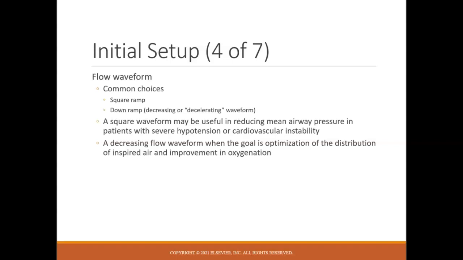Talking about flow waveforms again, common choices are either your square or your down ramp, which is your decelerating ramp. The big takeaway, again, is that the square waveform may be more useful in reducing mean airway pressures in patients with severe hypotension. Square waveforms, even though they have higher PIPs, have lower mean airway pressures. If you use the decelerating flow waveform, the goal is to optimize the distribution of inspired gas and improve oxygenation. This requires lower PIPs but does have higher mean airway pressures. That's all you need to understand about that. Don't get too deep in the weeds with it.